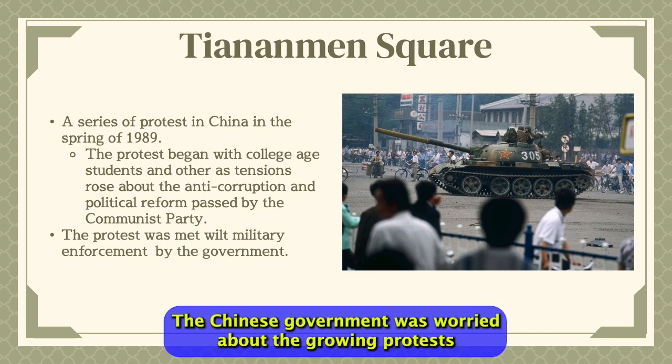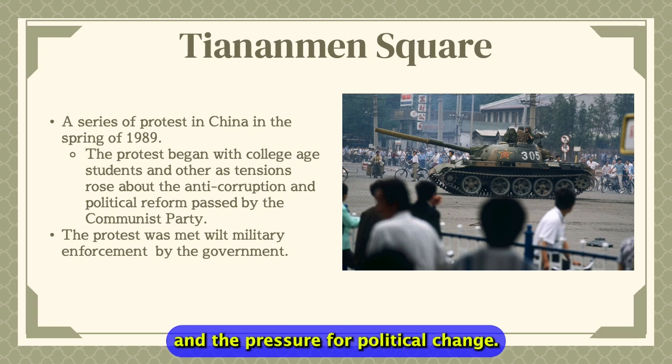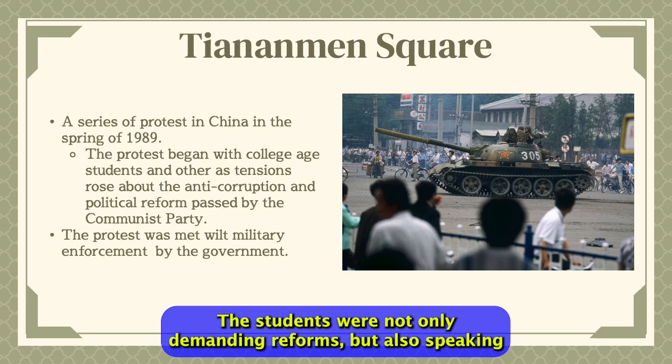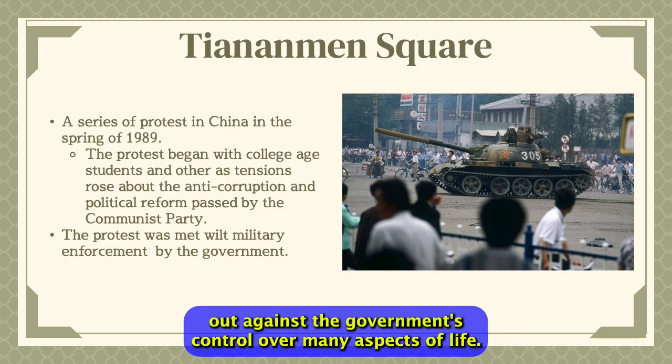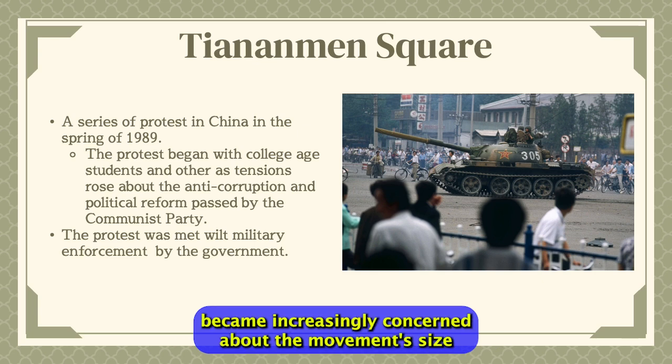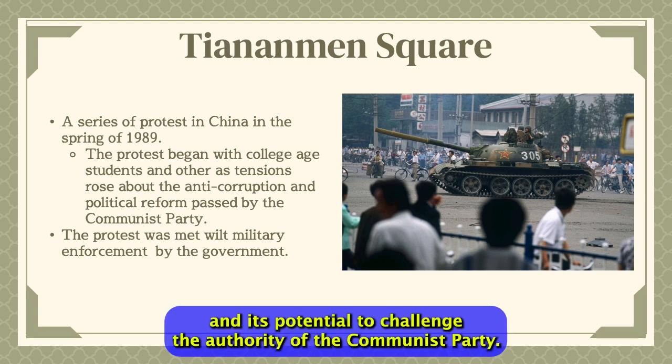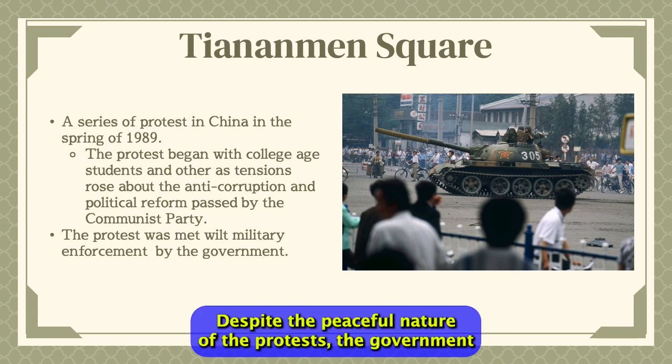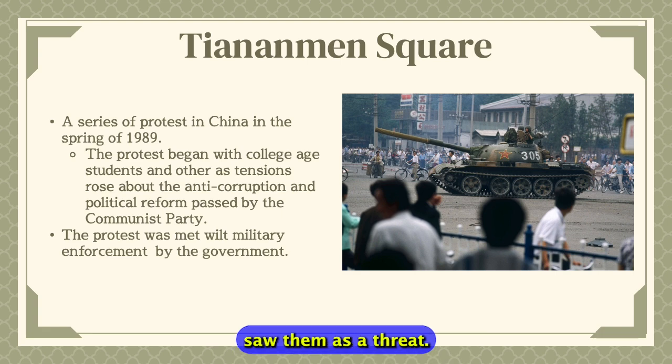The Chinese government was worried about the growing protests and the pressure for political change. The students were not only demanding reforms but also speaking out against the government's control over many aspects of life. As the protests continued into May, the Chinese government became increasingly concerned about the movement's size and its potential to challenge the authority of the Communist Party. Despite the peaceful nature of the protests, the government saw them as a threat.